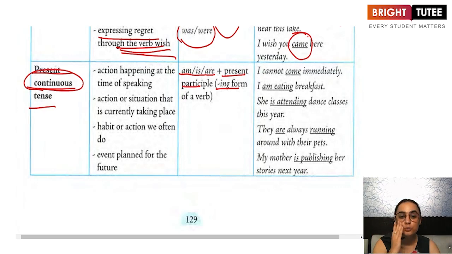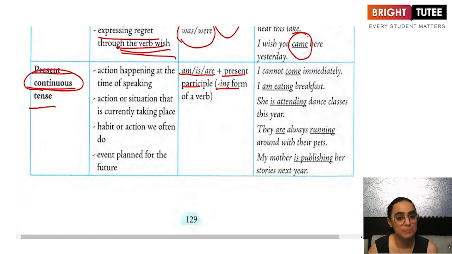Now, when do we use the present continuous tense? First, to talk about those actions which are taking place in front of you when you are speaking. For example, when I am speaking, what are the actions that are taking place in front of me? If I say, I am teaching tenses. We are learning tenses. We are discussing the present continuous tense. We are talking about the structure of the present continuous tense, and so on and so forth.